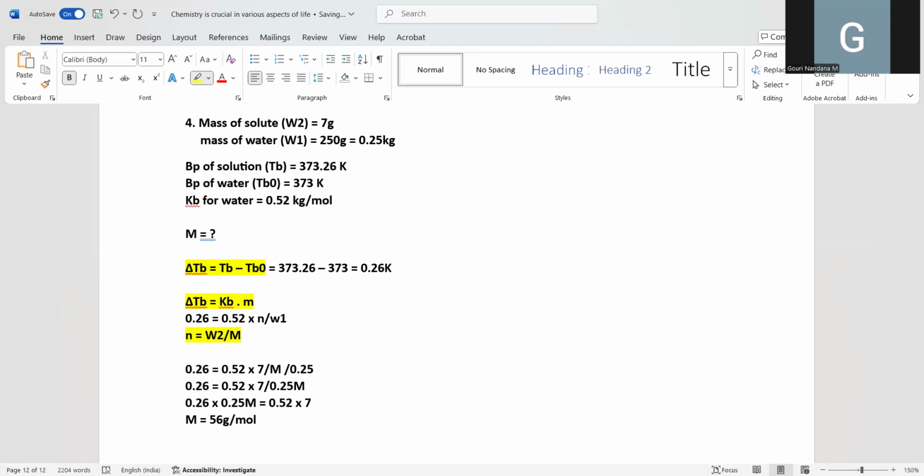Next question is, 2 gram of a substance dissolved in 40 gram of water produced a depression of 274.5 K in the freezing point of water. Calculate the molecular mass of the substance. Okay, so we'll write down the things that are given.